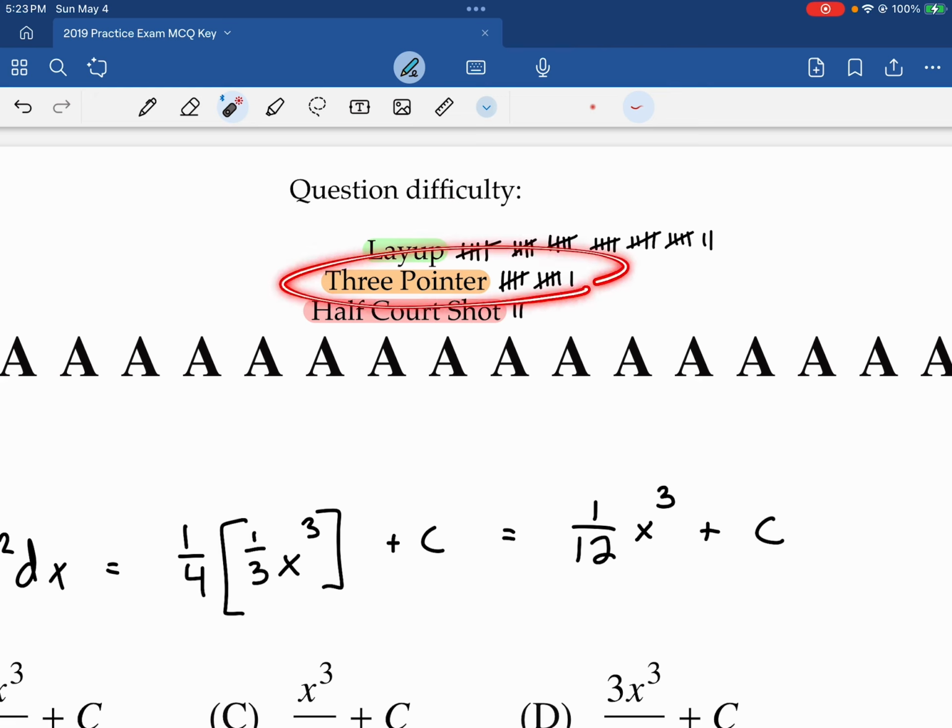There's a couple three-pointers where, yeah, you can get these, but they're not as easy. And then maybe one or two half-court shots where there is a lot of room for error and maybe some sort of rules you have to remember quite a bit about. But notice a lot of this exam is what I would call a layup. And I hope from me explaining my thought process for a lot of these problems, I hope you agree.